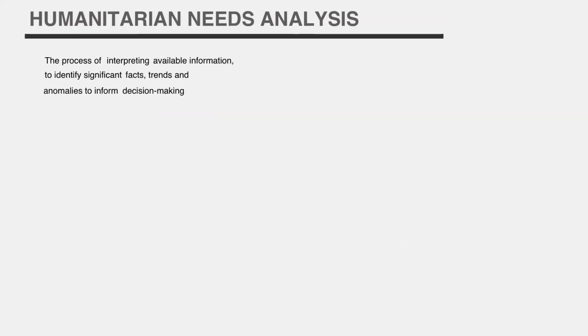Humanitarian needs analysis. So let us first start talking about what humanitarian needs analysis is. It is the process of interpreting available information to identify significant facts, trends, and anomalies to inform decision-making. Analysis has traditionally not been a well-established discipline in the humanitarian sector. It has tended to be aimed at technical, computer-based skills, focusing mainly on database analysis and use of various data analysis software. Conducting analysis, however, involves far more than collecting information and manipulating software.